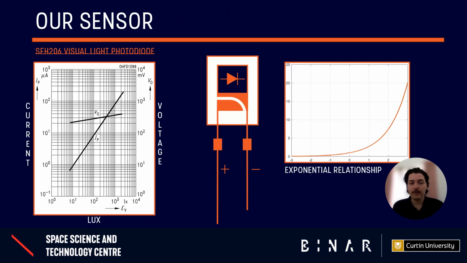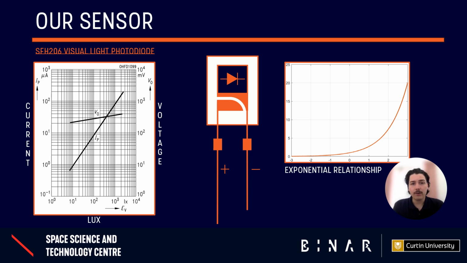Our sensor is the SFH206K visible light photodiode. For us to use this sensor properly, we need to understand the graphs given in the datasheet, specifically the photocurrent to lux graph, where we follow the line LP or IP to determine the amount of lux our sensor is exposed to based on the current we read across the terminals.